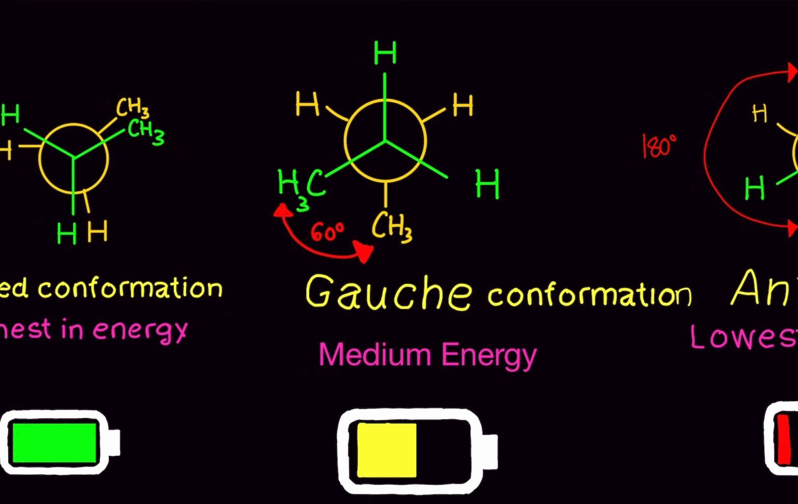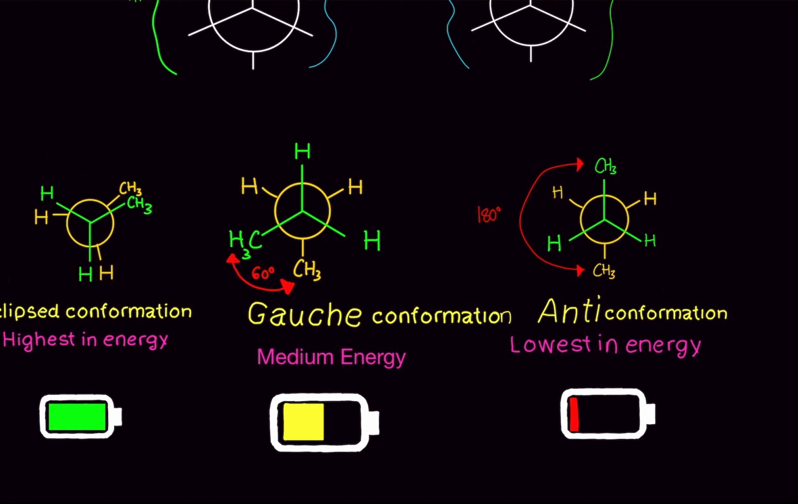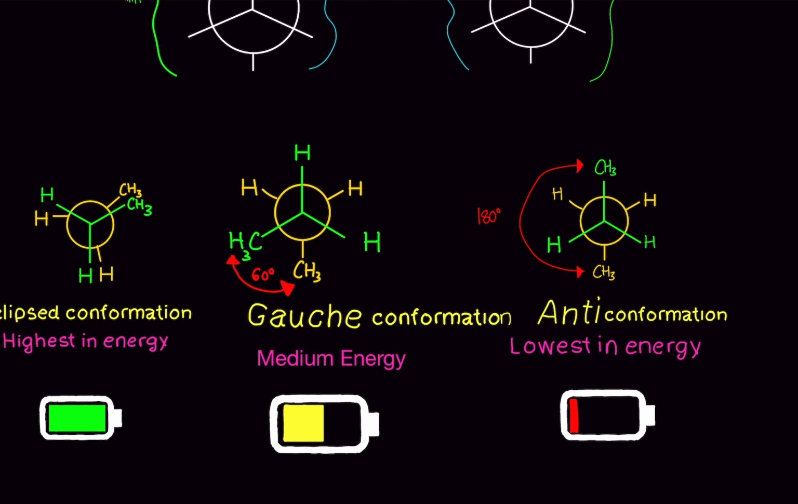Gauche is when they are 60 degrees away from each other, so right next to each other. The geometry of the Newman projection looks completely normal, like a normal Newman projection. They're just 60 degrees away from each other rather than 180 degrees. This is a medium energy state, also known as gauche.